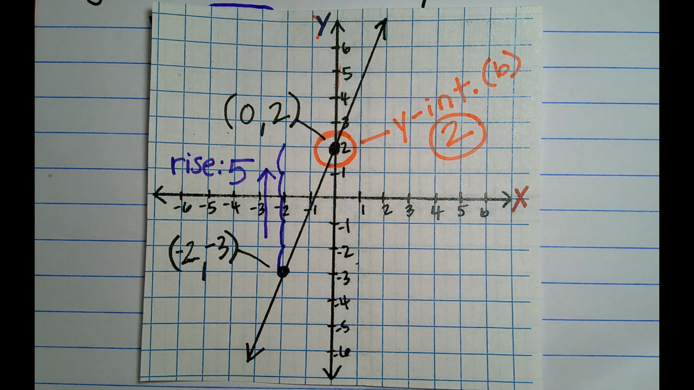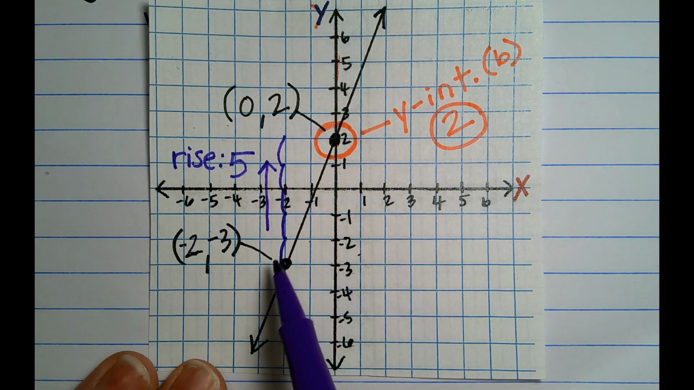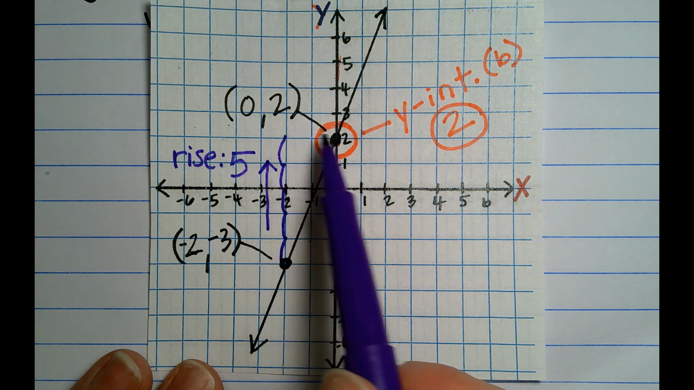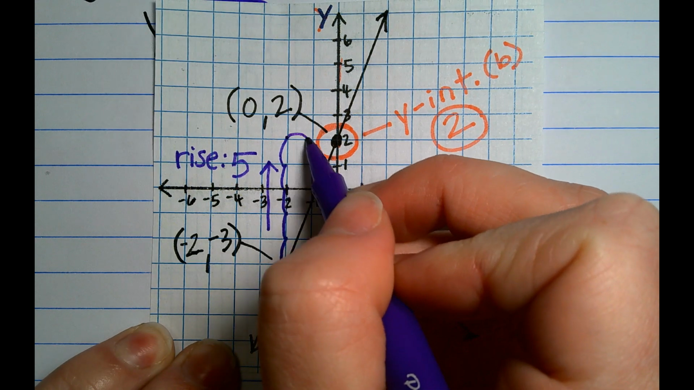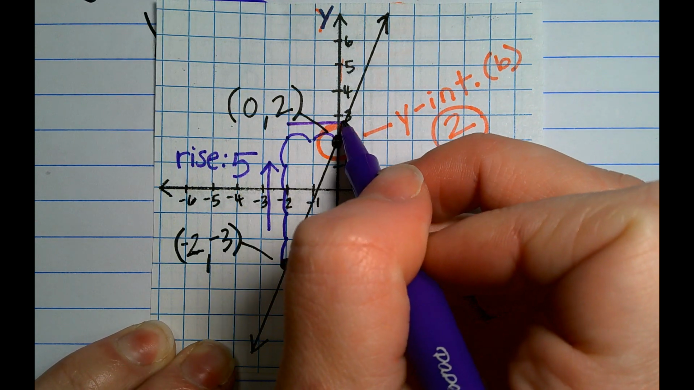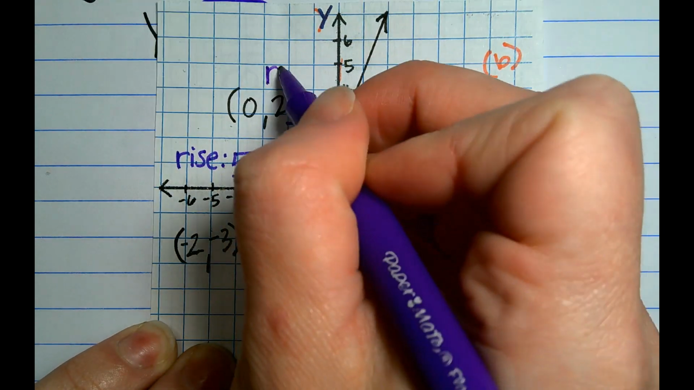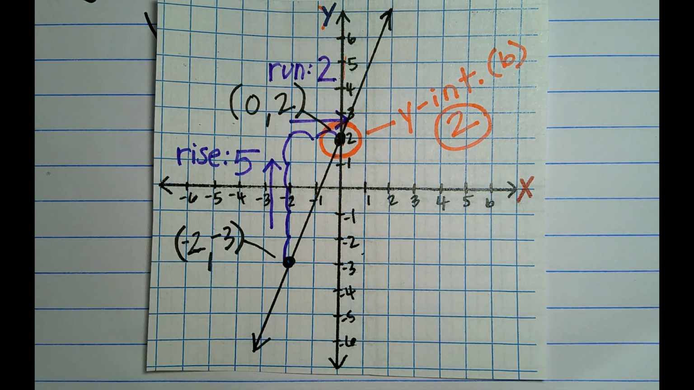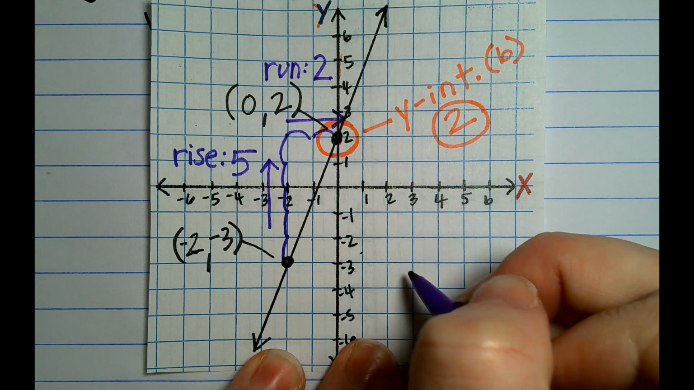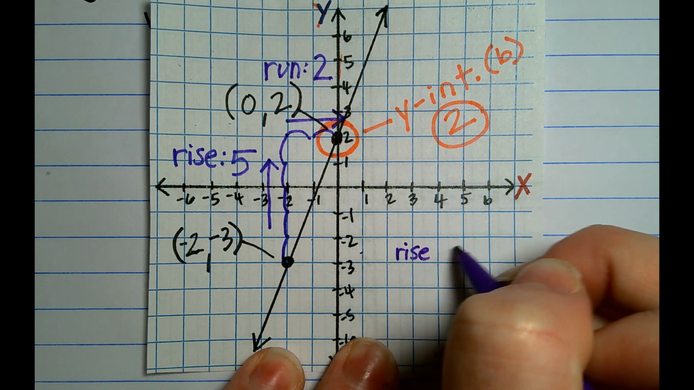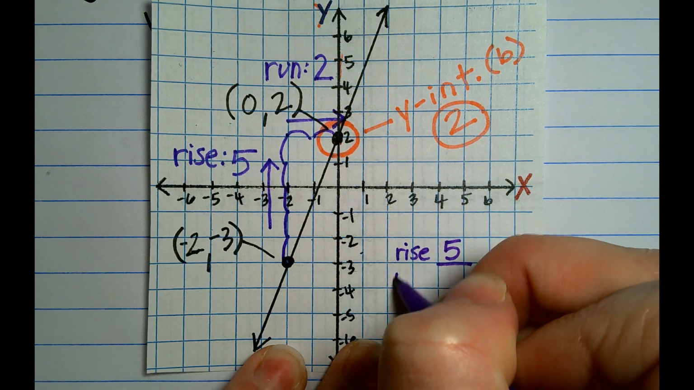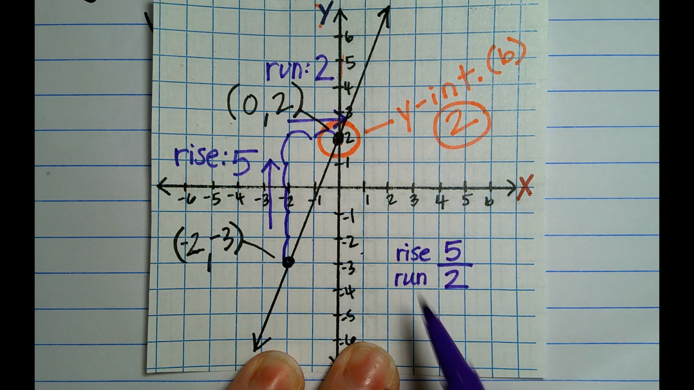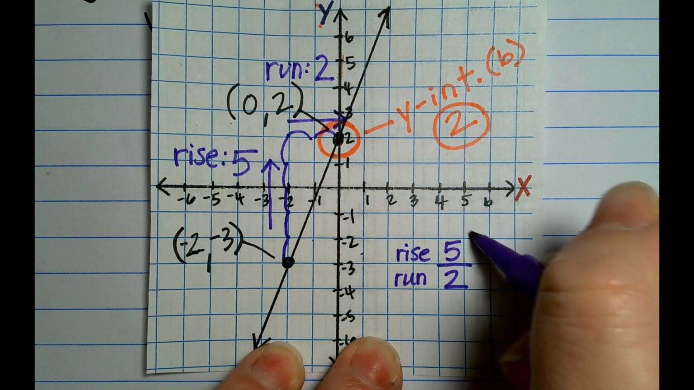I need a run. So to count my run, I'm going to start from where I left off and go 2 over. I'll go over 1, 2. Good. So my run is 2. Good. So if my rise is 5 and my run is 2, that's my slope, 5 over 2.